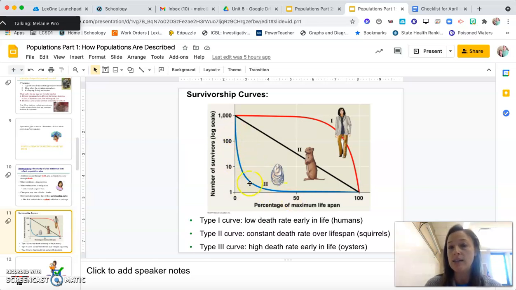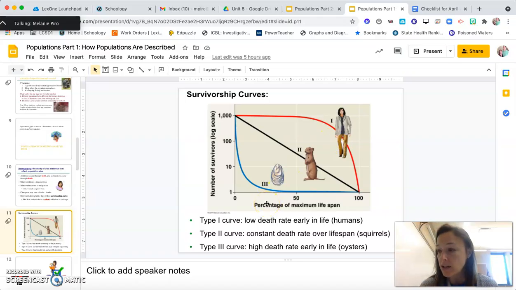So you see lots of death early on, a lot of eggs get eaten, those kinds of things. Think of fish eggs, frog eggs. A lot of them don't even make it to the first quarter of their life, and then there's very little death afterwards because there's very little percentage left. So those are the three survivorship curves.